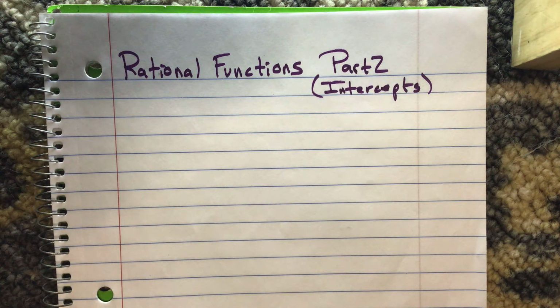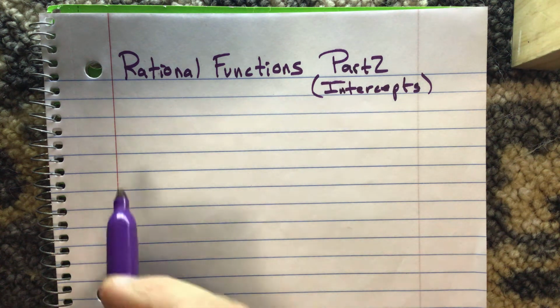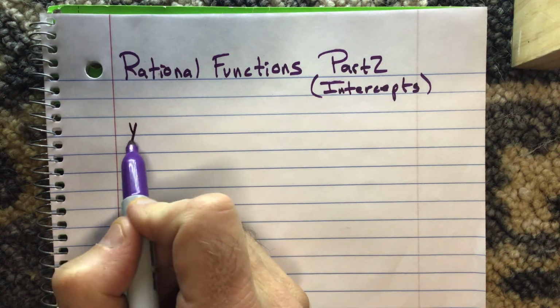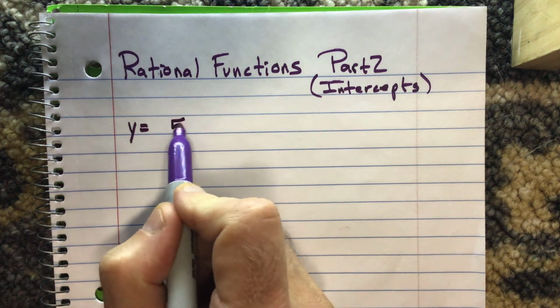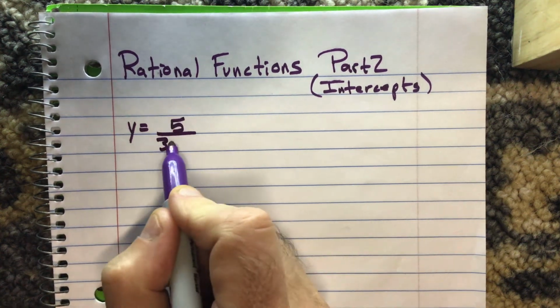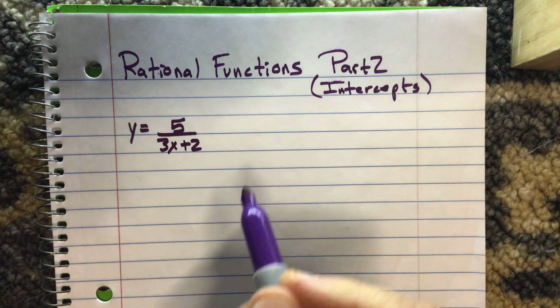Rational functions part 2. I want to focus on intercepts here. So I want to look at the vertical asymptote, the horizontal asymptote, holes, intercepts, x-intercept, y-intercept. So I'm going to do 3 different examples, 3 different functions, and I'm just going to look at their graphs and different parts of their graph.